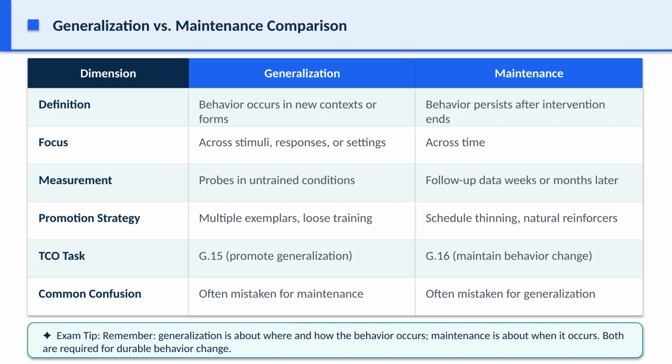On the exam, you will measure generalization using probes in untrained conditions, but for maintenance you collect follow-up data weeks or months later. The promotion strategies also differ. Generalization is enhanced through multiple exemplars and loose training, while maintenance relies on schedule thinning and natural reinforcers. Task list items G.15 and G.16 directly correspond to these concepts.